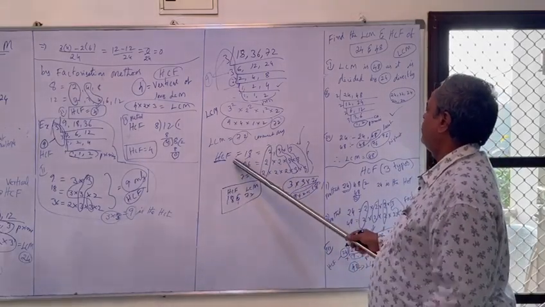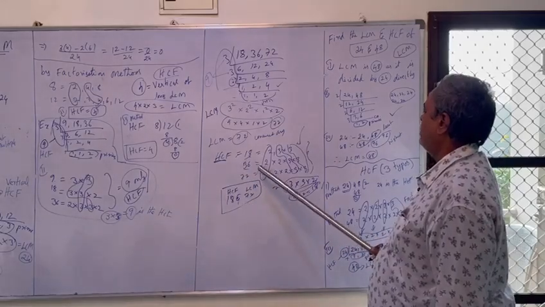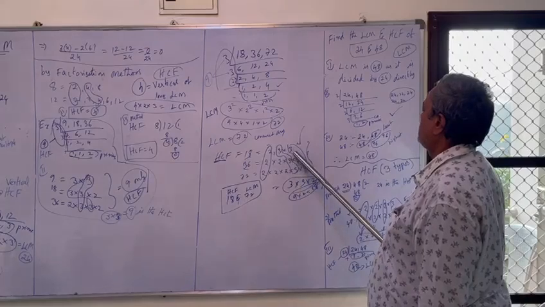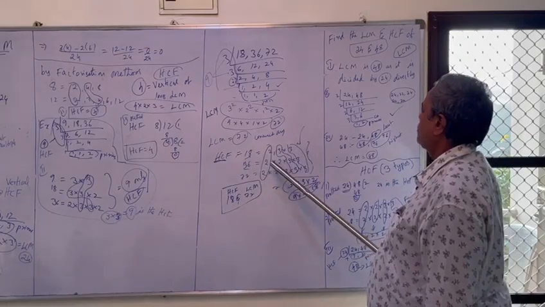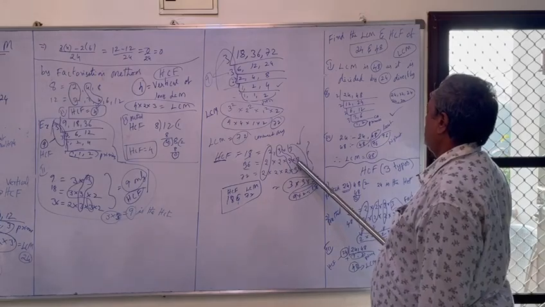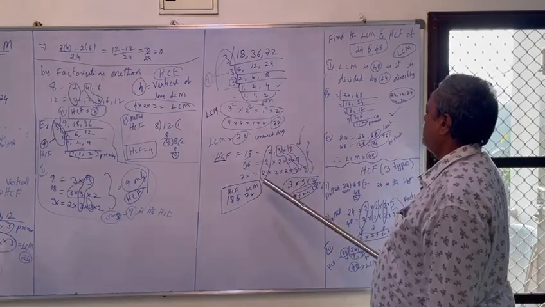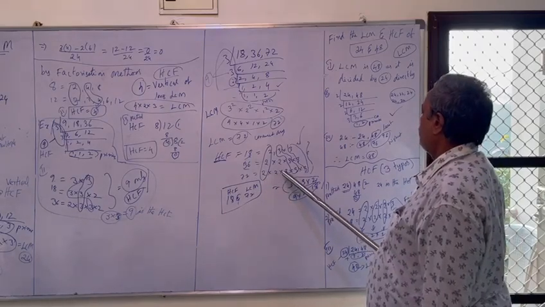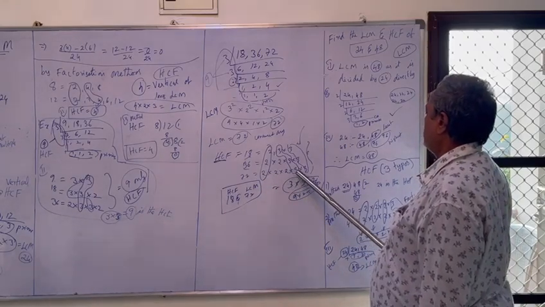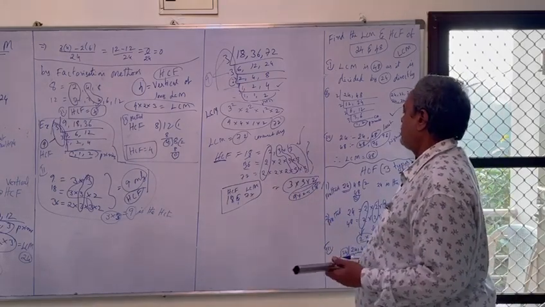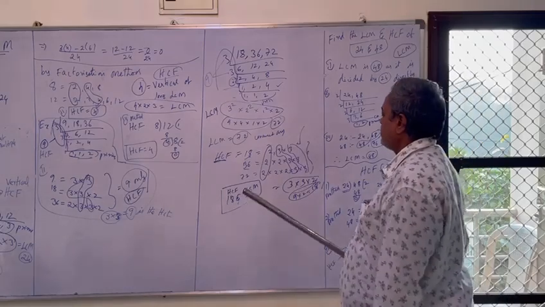Here HCF. What do you find next? 18 factors are 2 3s are 6, 6 3s are 18. In 36, 2 into 2 4, 4 3s are 12, 12 3s are 36. Again 2 into 2, 2 2s are 4, 4 2s are 8, 8 3s are 24, 24 3s are 72. Here, HCF is how much?